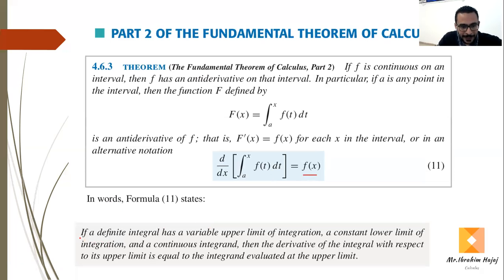In words, guys: if a definite integral has a variable upper limit of integration, a constant lower limit of integration, like here 4 and x, like 0 and x, like any constant as a lower boundary of the integration, and a continuous integrand, then the derivative of the integral with respect to its upper limit is equal to the integrand evaluated at the upper limit. In short, you substitute for what?